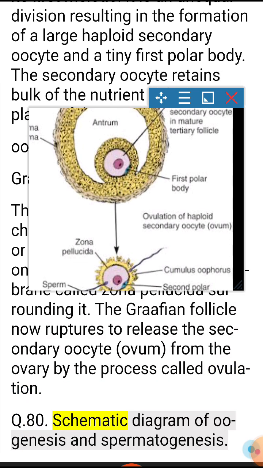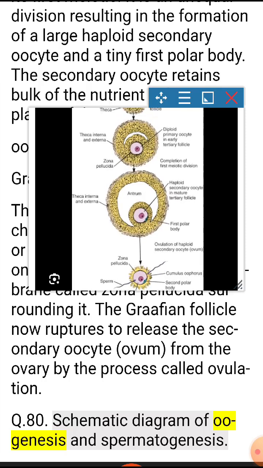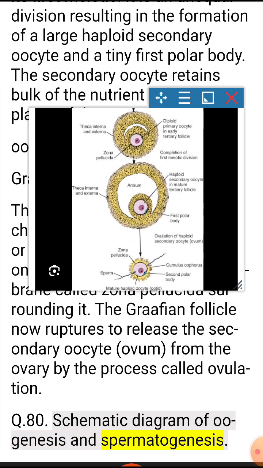Q.80. Schematic diagram of oogenesis and spermatogenesis.